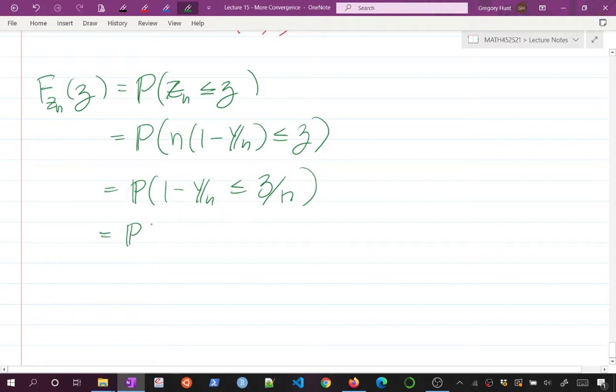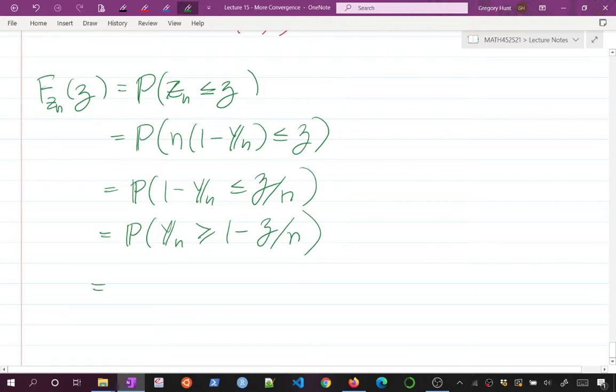Or probability, I can move my Yn over and move my Zn over. This is the probability that, let's say, Yn is greater than or equal to 1 minus Z over n. It's supposed to be a Z, starting to look like a 3. Okay, purely algebra.